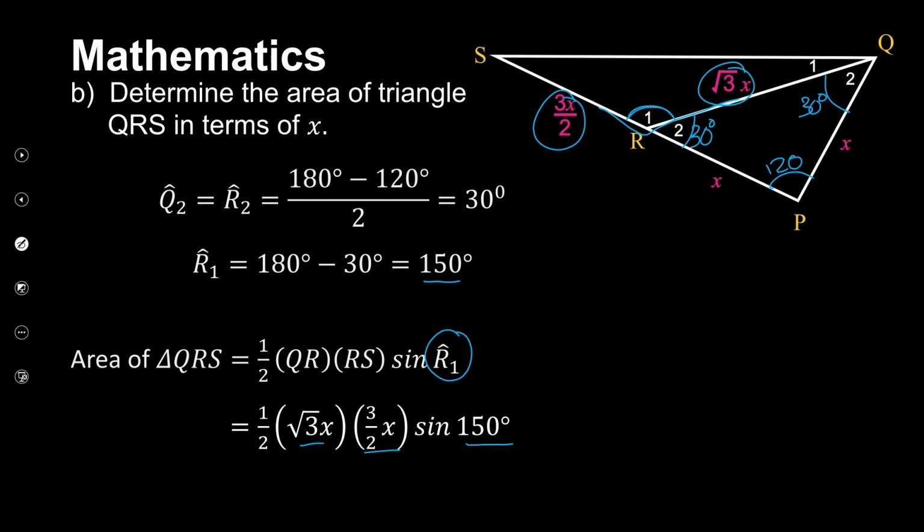Just clean up some of the algebra, and if we put it into our calculator, we're going to end up with 0.6495 x squared. So roughly, our area for our triangle QRS is going to be 0.65 x squared.